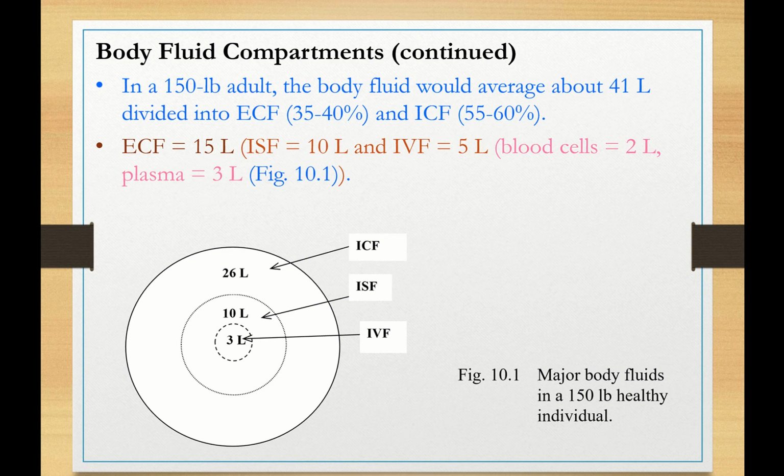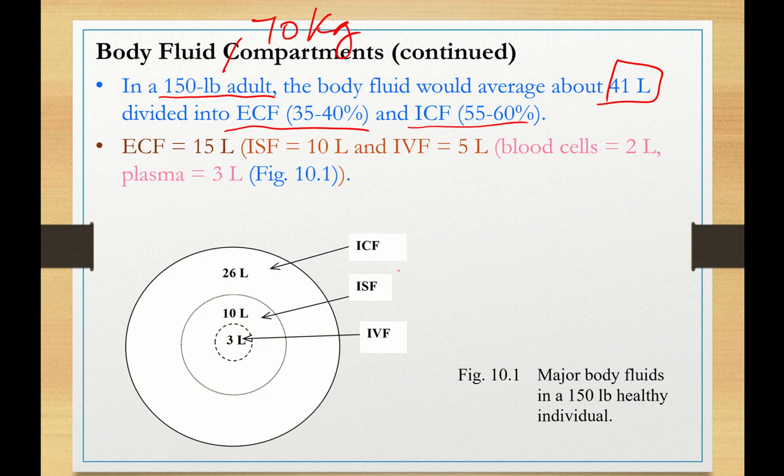So here we are. For a regular adult, which is about a 70 kilogram adult, the body fluid would average about 41 liters, and we have two major compartments. Extracellular, as the word implies, is fluid outside of the cells, right? Which is 35 to 40%, and intracellular fluid, which is 55 to 60%, so about twice as much, let's say. So here is the schematic.